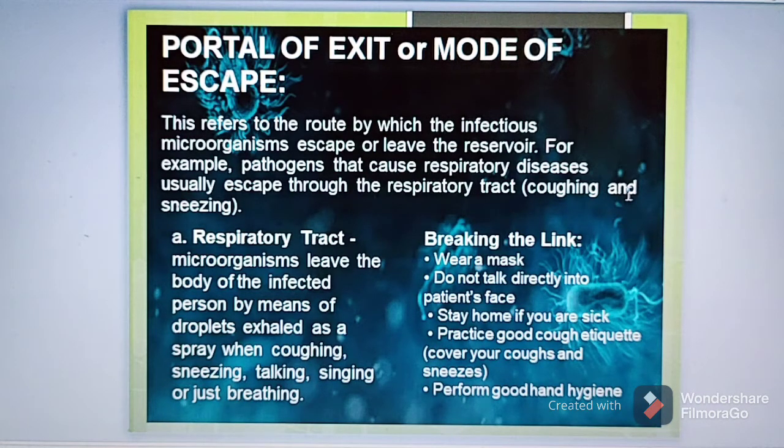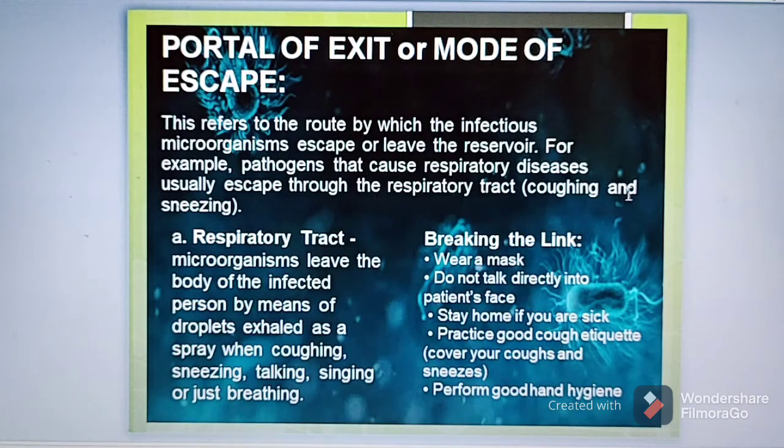So to break the link, wear a mask, do not talk directly into the patient's face, stay home if you are sick, dili sige lakaw, dapat mukaon ka sa saktong oras, kaon o mo inom og tubig, ka vegetables, and also tambal. So practice good cough etiquette, cover your cough and sneeze, di sige pataka asag ubo, hatching, cover ka pag naa ka sa public. Perform good hand hygiene.